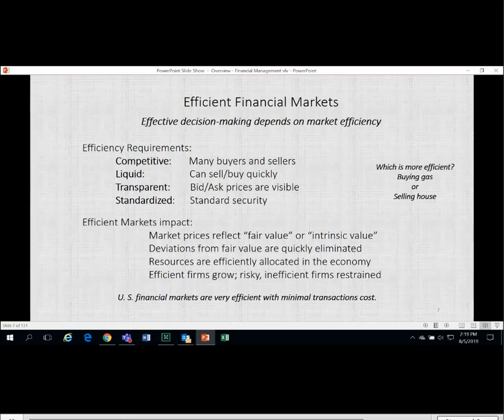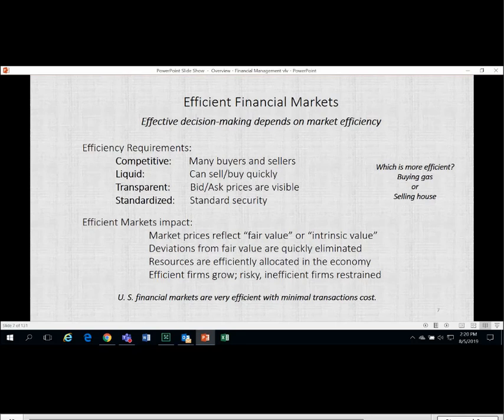Now, on the other hand, let's compare it to selling a house or buying a house. Can you buy and sell quickly? No, you cannot buy and sell quickly. Is it standardized? No, every house has something about it that's different. So buying and selling houses is not a very efficient market at all.